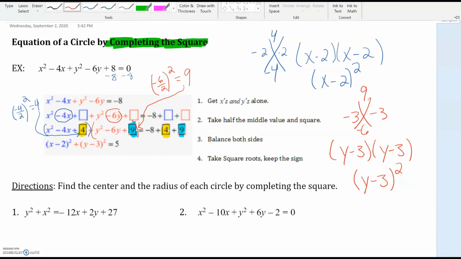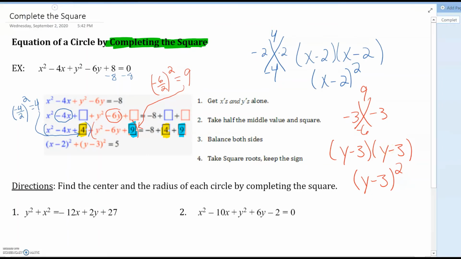This happens every time. Okay, cannot emphasize this enough. The new number that you get, okay, is, well, it's half the middle, or you take the square root. Okay, the square root of 4 is 2. Negative 2. Square root of 9 is 3, and you keep this sign. So really, you're taking half.